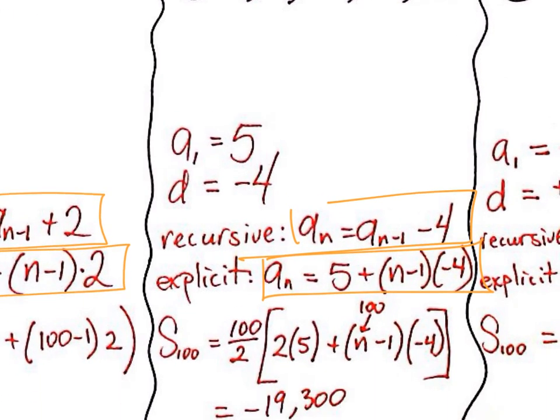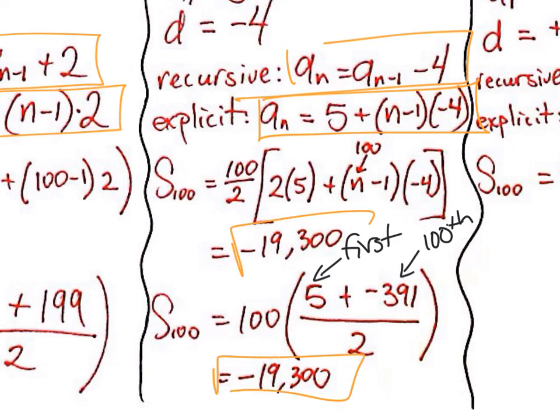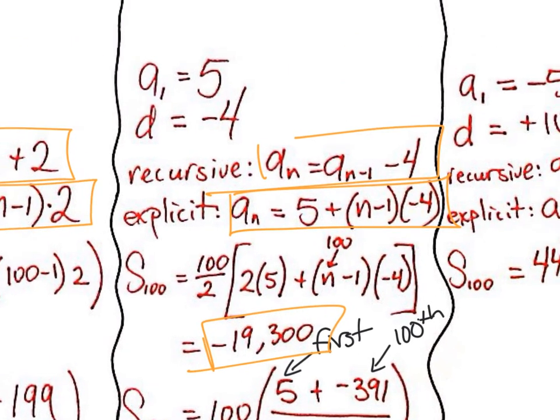Substituting in to find the sum of the first 100 terms. So if we add them all up, what would we get? So we can use the formula in the top left of the page, and we end up with negative 19,300. Or we can use the explicit formula to calculate the 100th term. So this is the first term, and this is the 100th term. And we take the average of them, and we multiply by the number of terms, which is 100, and we would get the same thing. Alright, so again, either way is correct. I'm just showing you that both work here.